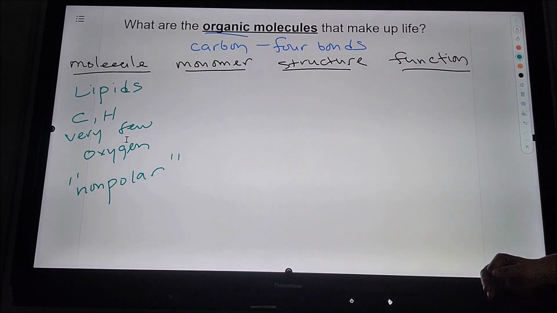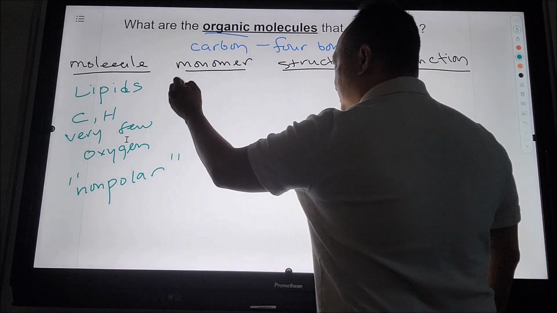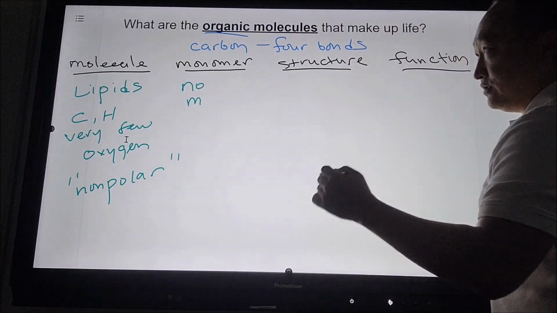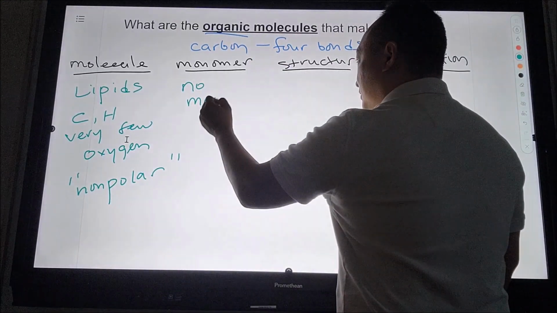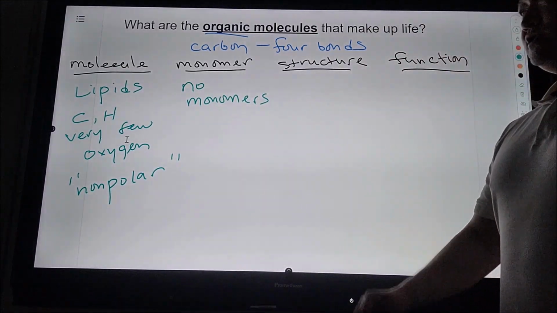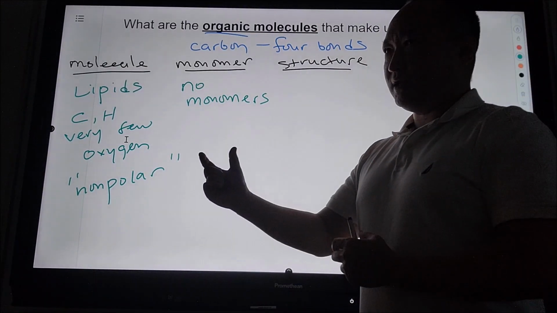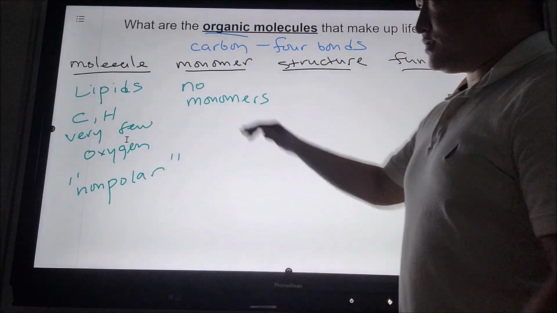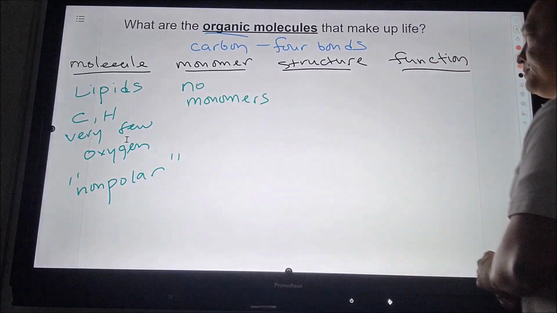Now lipids technically don't have monomers, and the other 3 we'll look at do have monomers. So in other words, you don't take a smaller lipid and connect it to another small lipid and get a larger lipid. They're just their own individual molecules.